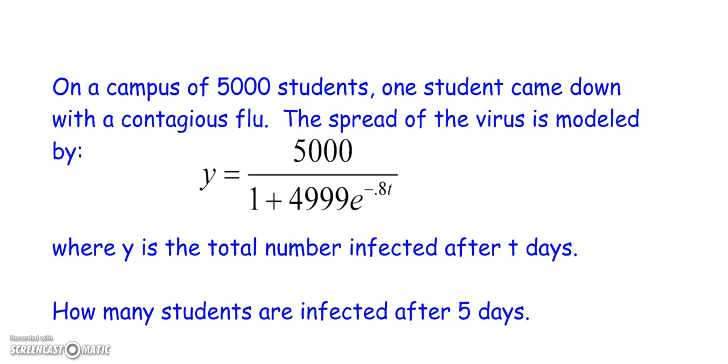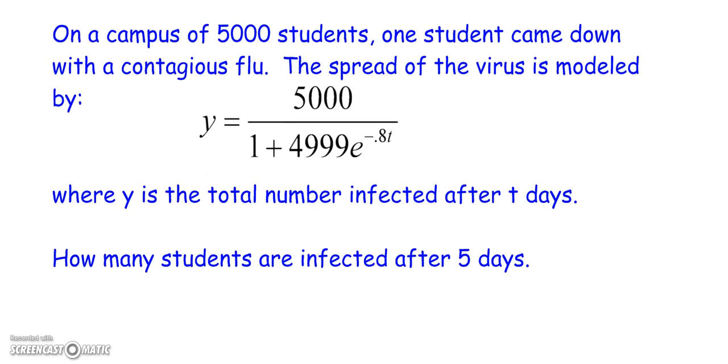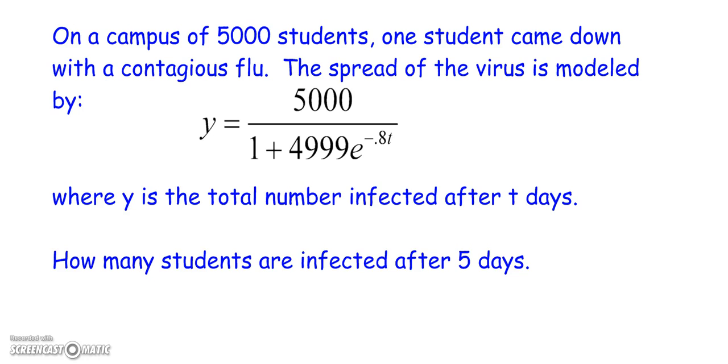So here we have, on a college campus, 5,000 students. One student came down with a contagious flu. The spread of the virus is modeled by, and it gives you this, technically a logistic growth model right here, where y is the total number infected after t days. Well, a very straightforward question is how many students are infected after 5 days.